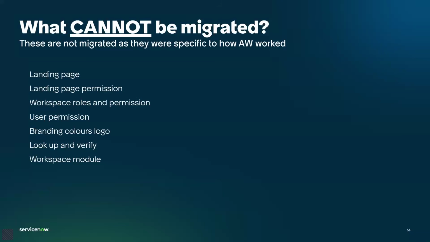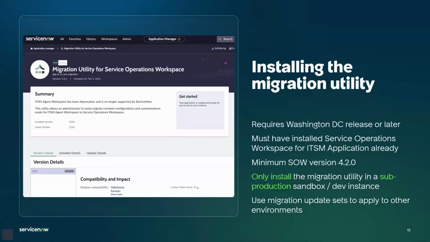Now moving on to how to install the migration utility tool. So you require the Washington, D.C. release or later. You might have installed Service Operation Workspace for ITSM applications already, and only install the migration utility in a sub-production instance, and use migration update sets to apply changes into other instances.